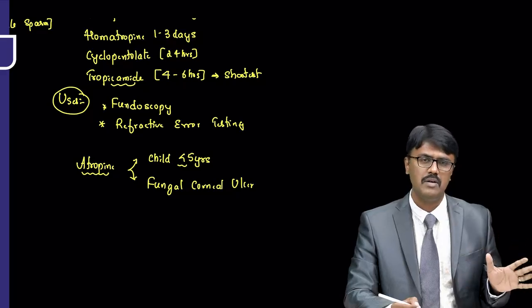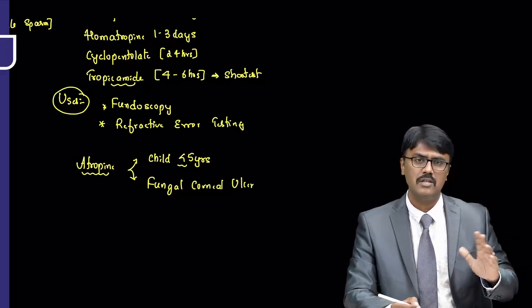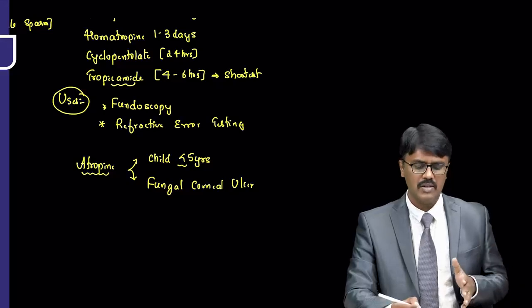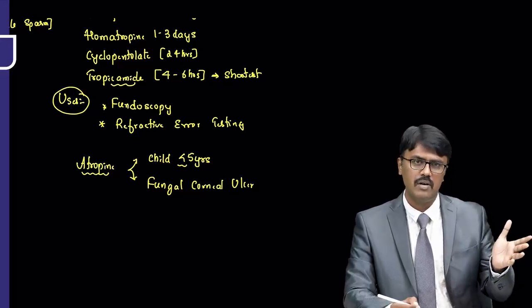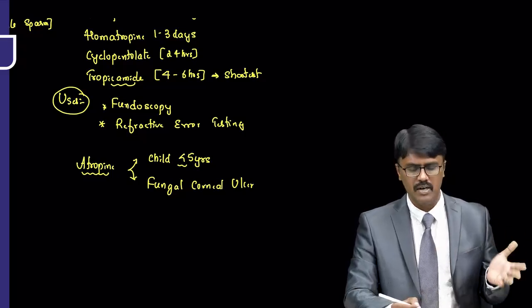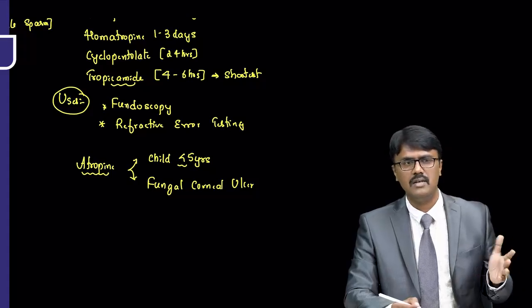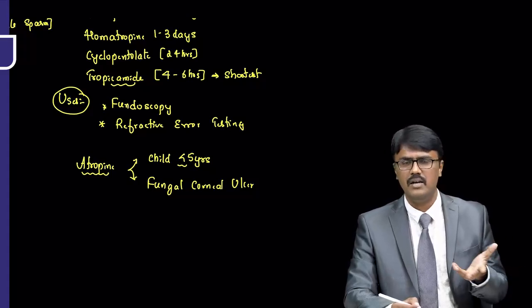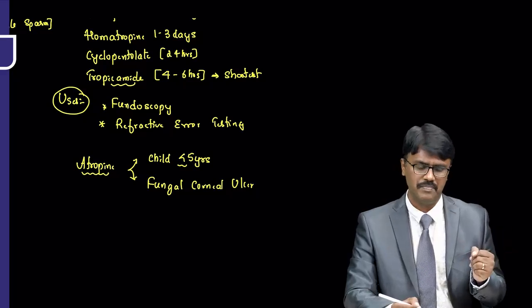Apart from that, we don't use atropine because the duration of action is very long. You may ask a question, what about children, sir? Will it not work longer? Yes, it will work longer, but parents can take care of them. In fungal corneal ulcer, already the patient has difficulty in the vision, and even if it acts longer, no problem.